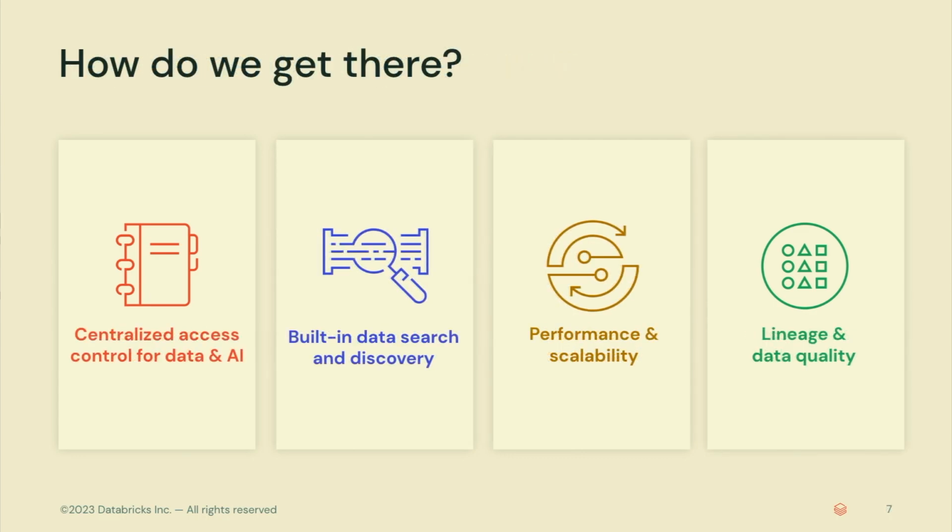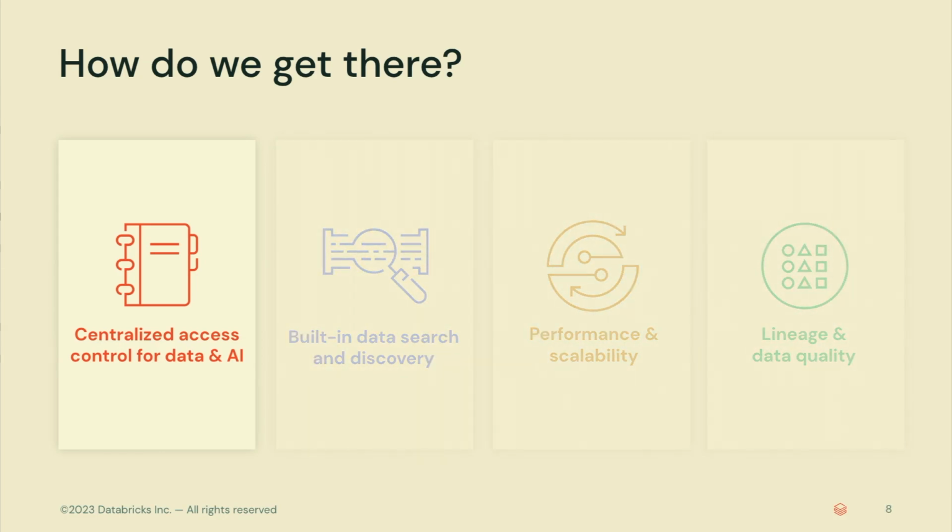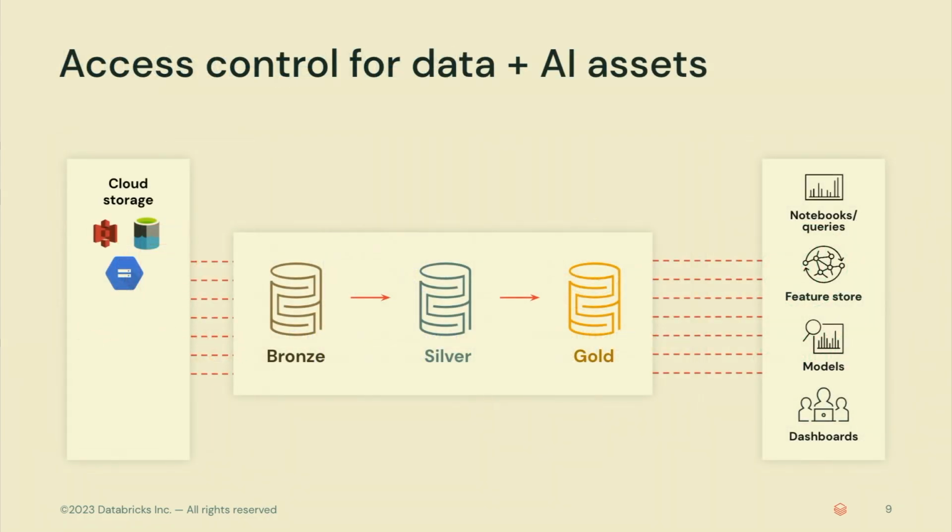So what I wanted to do in this talk is go through each of these 4 chapters and talk about the new features in Unity Catalog that help you address these, and some sneak peeks at some currently unreleased stuff as well. So let's take this first chapter of centralized access control for data and AI assets.